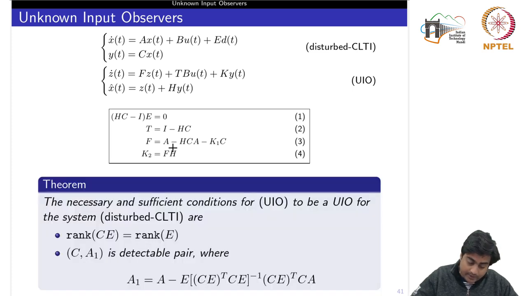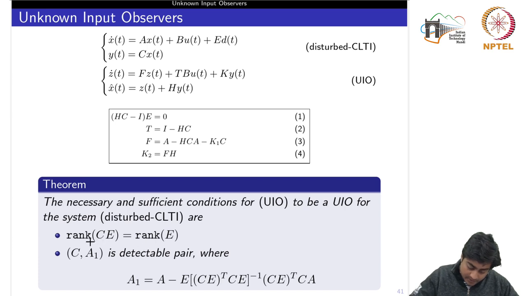So this is the main result for the unknown input observer, that the necessary and sufficient conditions for UIO to be an unknown input observer for this system are that the rank condition is satisfied, of which we had already seen the importance, and the pair C comma A1 is detectable, where A1 is basically A minus HCA.